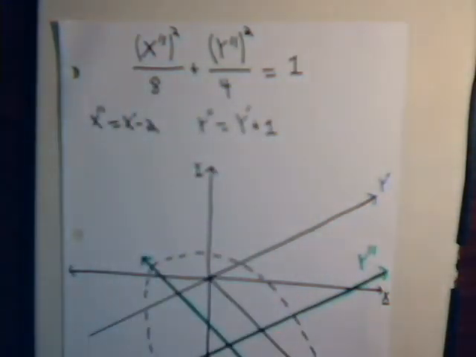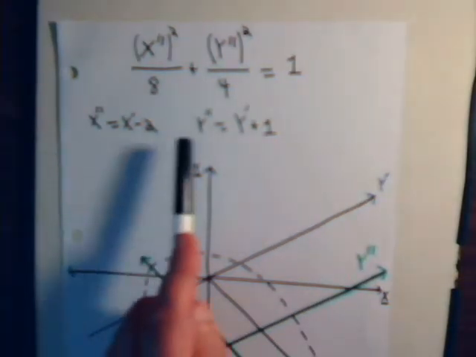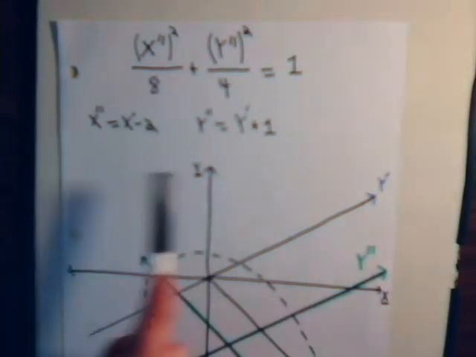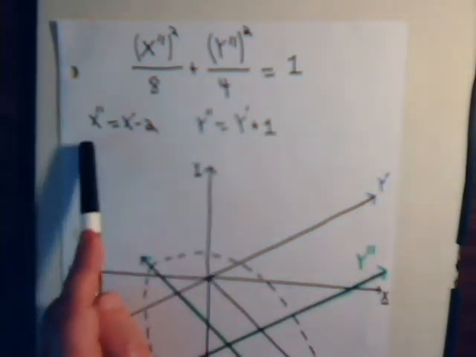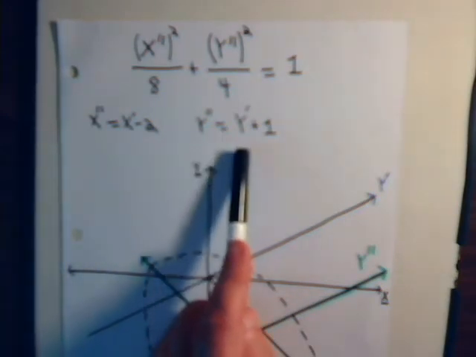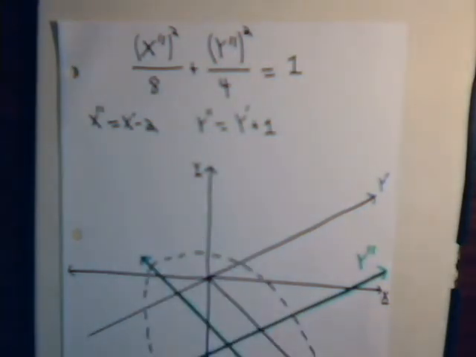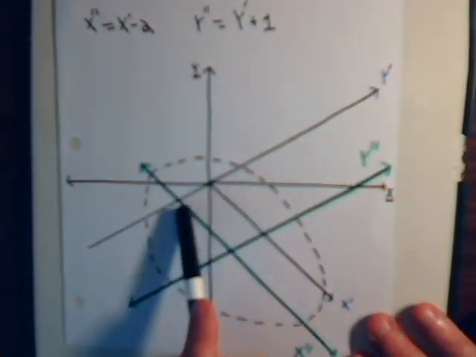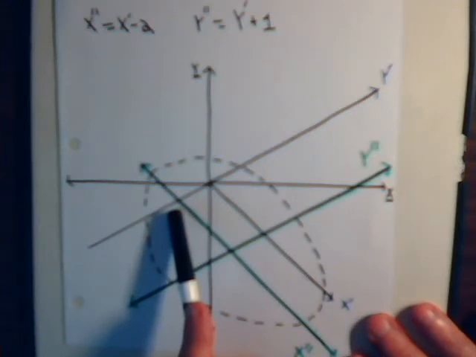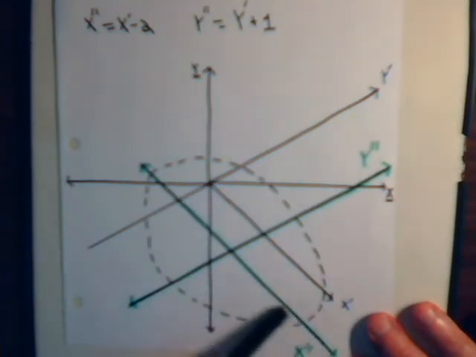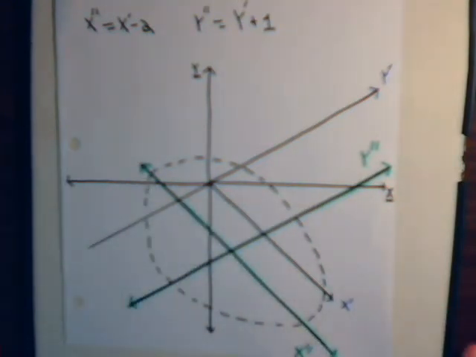Now, when we're on the x double prime axis, the y double prime is 0. And that happens when y prime equals minus 1. So here y prime is 0, here y prime is minus 1. When it always equals minus 1, that's the x double prime axis right here.